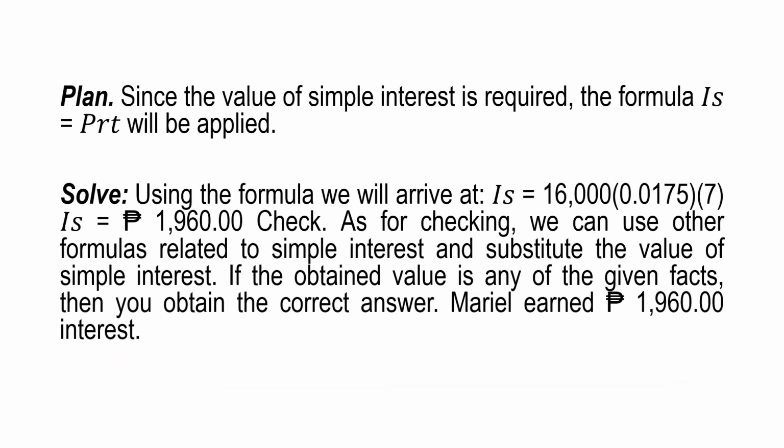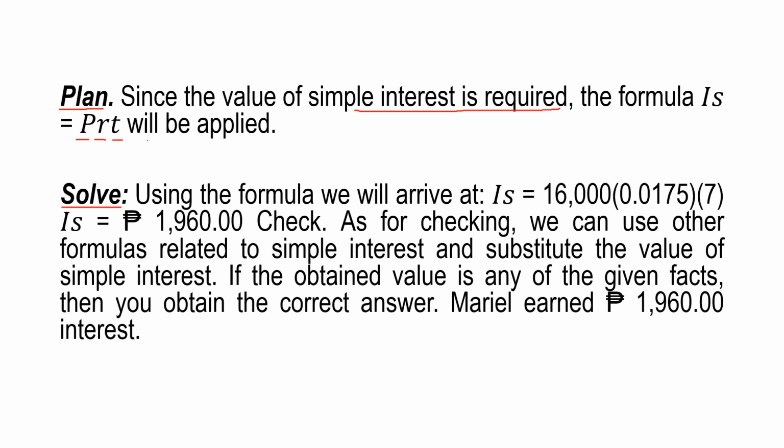Now, for the second step, we need to plan. Since the value of simple interest is required, we all know that the formula for simple interest is equal to the product of principal, rate of interest, and time or term. So this will be the formula that we're going to apply for this example number one problem. So next step is to solve. Since there's a given value of P, R, and T, we just simply substitute the given values to the given formula for simple interest.